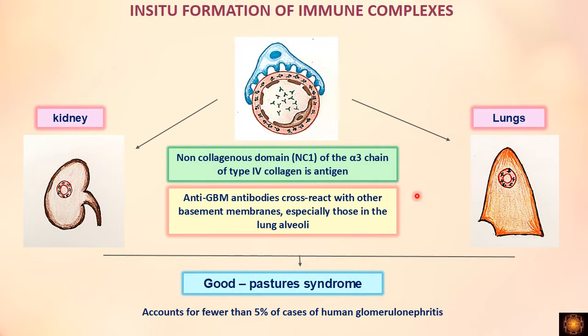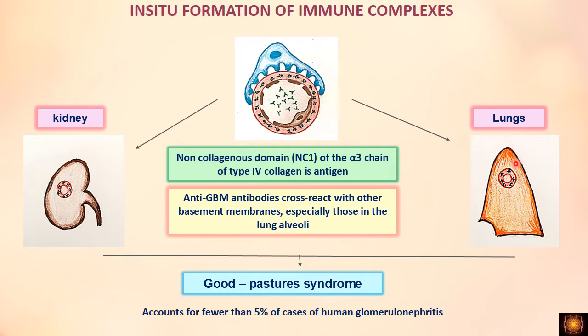Now another important thing is this NC1 domain, that is the non-collagenous domain of the alpha-3 chain of type 4 collagen, which acts as an antigen. It's present in the blood vessels. So these antibodies which are formed against this NC1 domain of type 4 collagen also cross-react with the basement membrane material of the blood vessels which are present in the lungs. So we have glomerulonephritis affecting the kidney, and we can also have the involvement of the lungs.